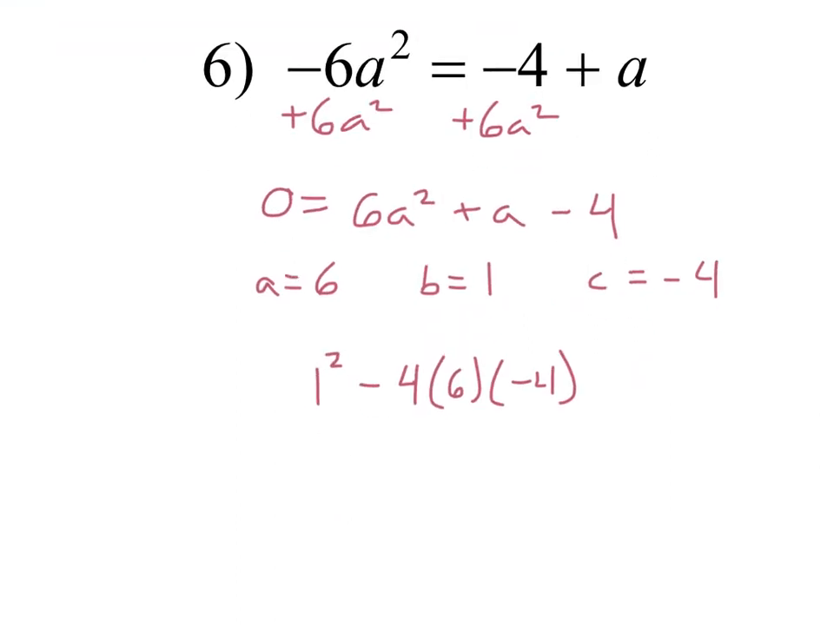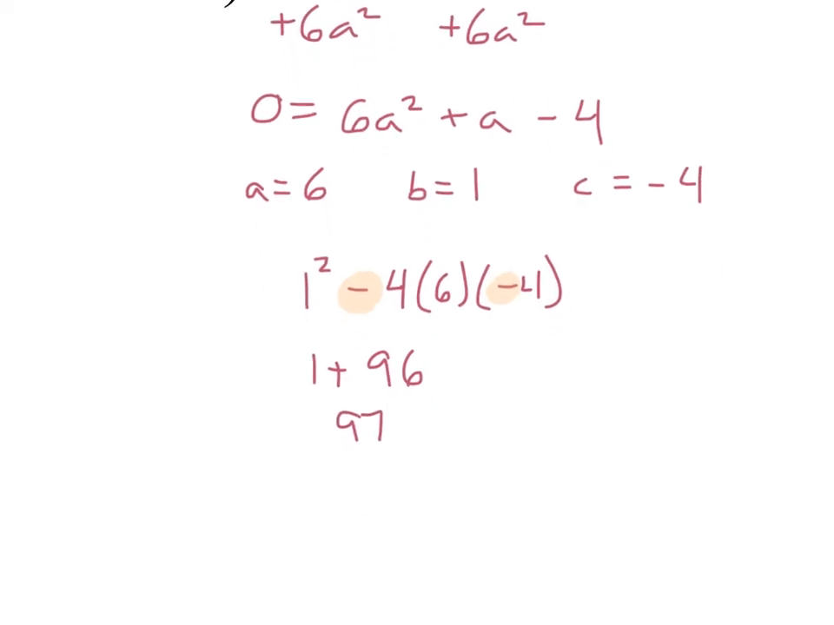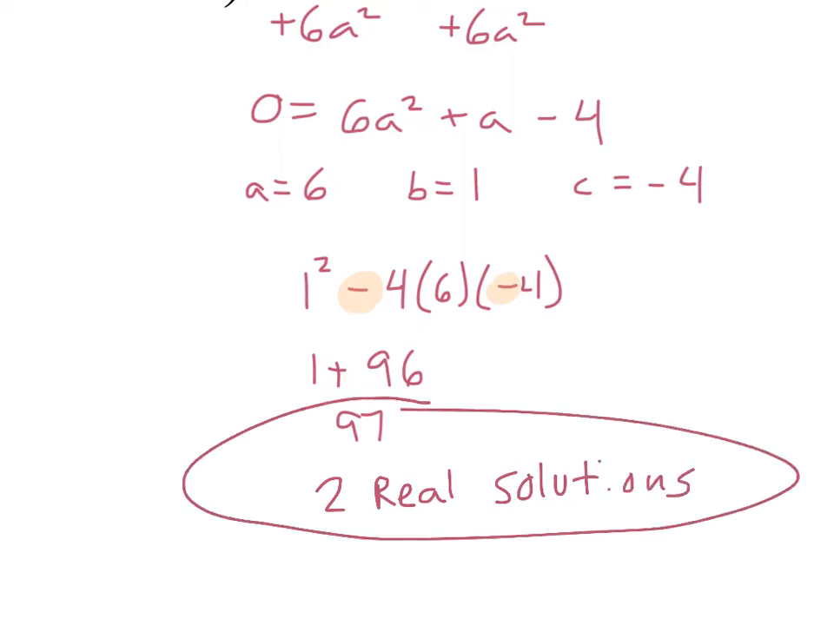So you're going to do 1 squared minus 4 parentheses 6 parentheses -4. So what's 4 times 6? 24. And what's 24 times 4? 96. And it's plus because we have 2 negatives, so 2 negatives make a positive. So I'll give you 97. And since 97 is positive, we have 2 real solutions. So our answer here is both 97 and 2 real solutions. So you need to put both of those on the test.